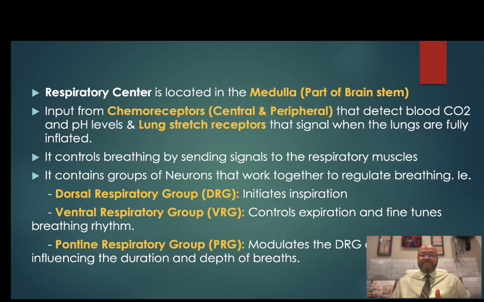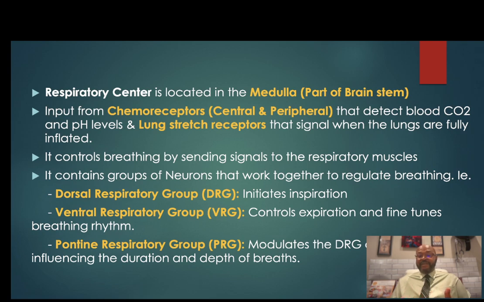So it controls the breathing by sending signals to the respiratory muscles, and it contains a group of neurons that work together in the brainstem to regulate the breathing. There is the dorsal respiratory group, the DRG, that initiates the inspiration. There's the ventral respiratory group that controls expiration and also fine-tunes the breathing rhythm. And of course, the pontine respiratory group, the PRG, modulates the DRG and the VRG, influencing the duration and the depth of breath.